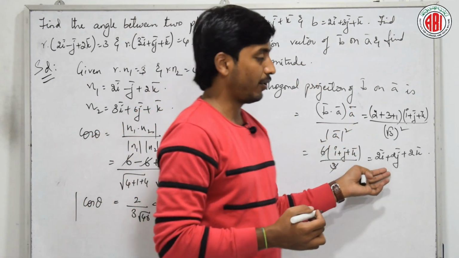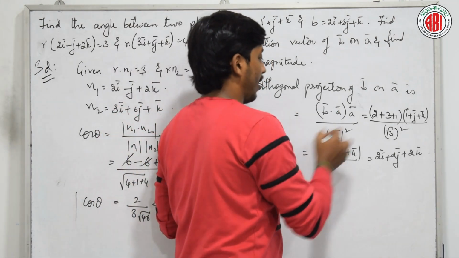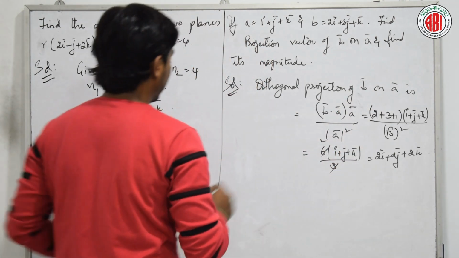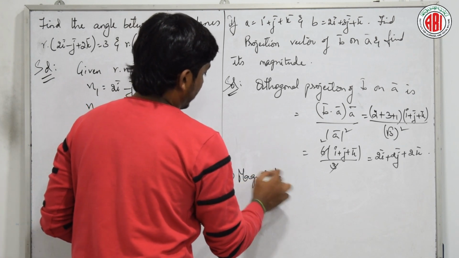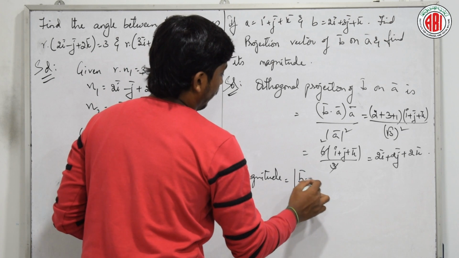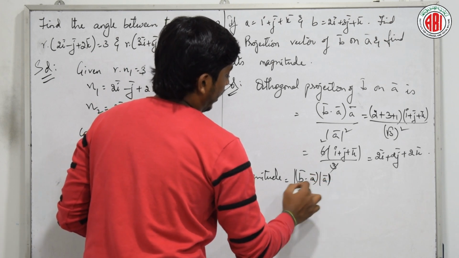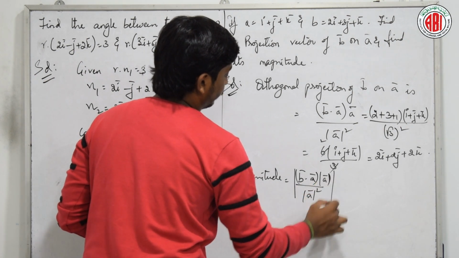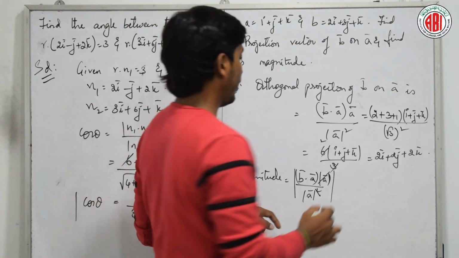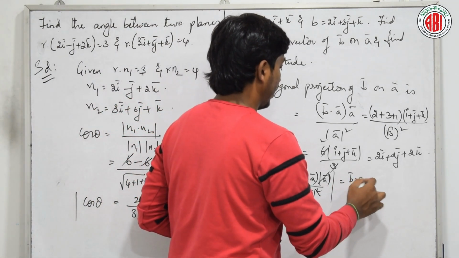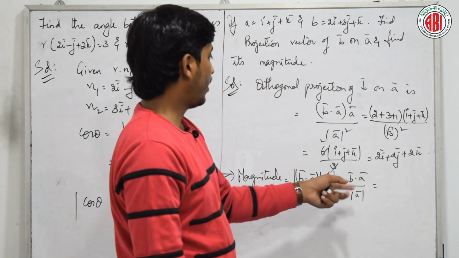Either you can find the magnitude of this or else we can apply mod for this. Okay, just let us do it here. Magnitude of this orthogonal projection is given by mod of B dot A into mod A by mod A whole square, isn't it? This and this will get cancelled. Then what will be the formula? B dot A by mod A, isn't it?